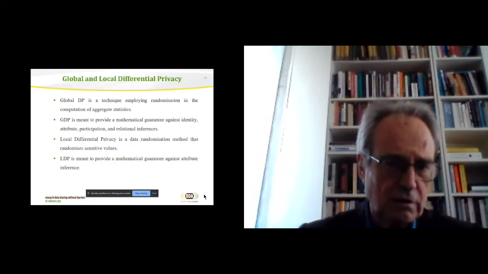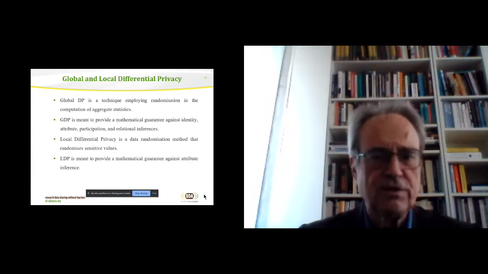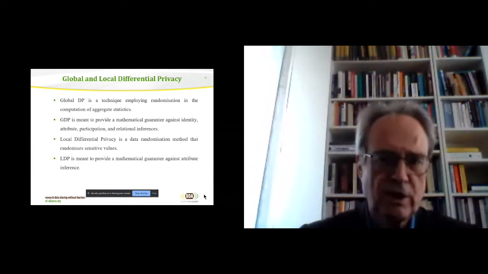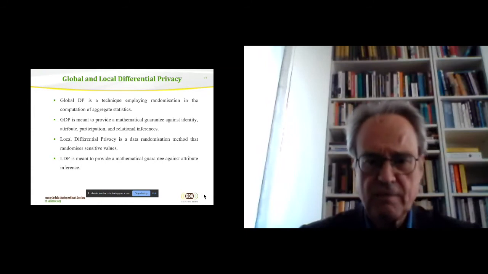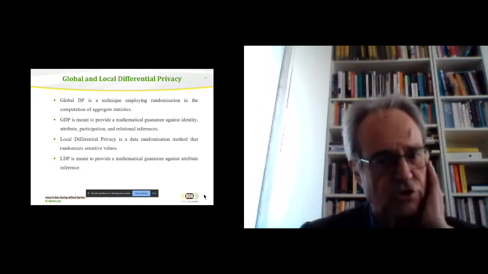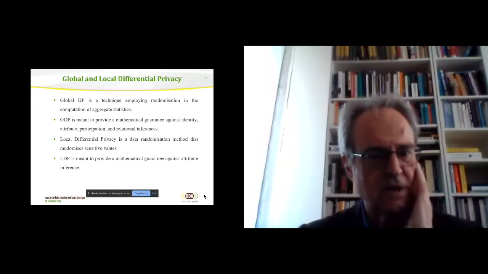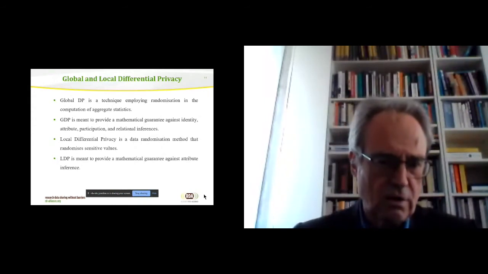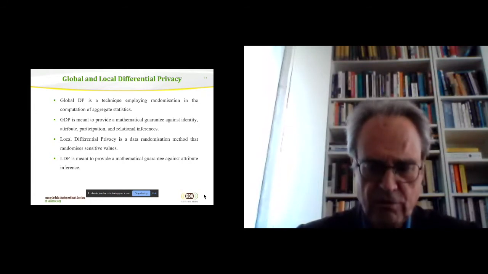There are two kinds of differential privacy, global and local. Global differential privacy is a technique employing randomization in the computation of aggregate statistics, and global differential privacy is meant to provide a mathematical guarantee against identity, attribute, participation, and relational inferences. Local differential privacy is a data randomization method that randomizes sensitive values, and local differential privacy is meant to provide a mathematical guarantee against attribute inference.